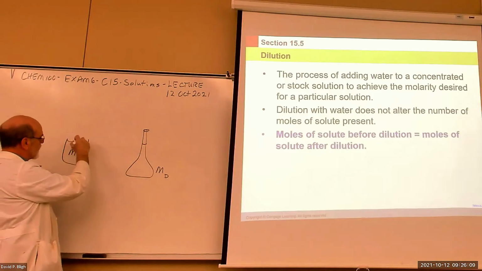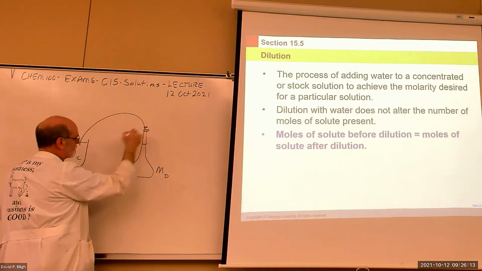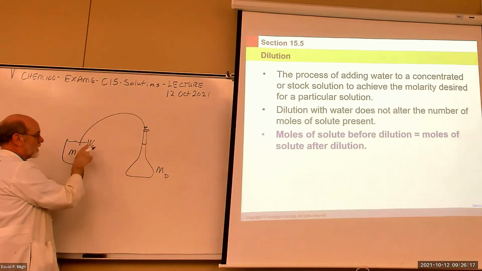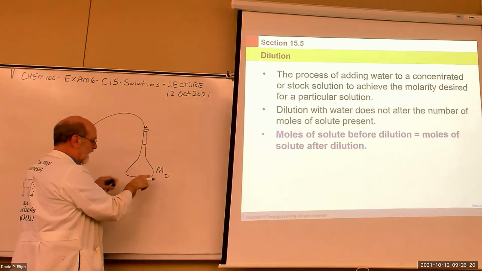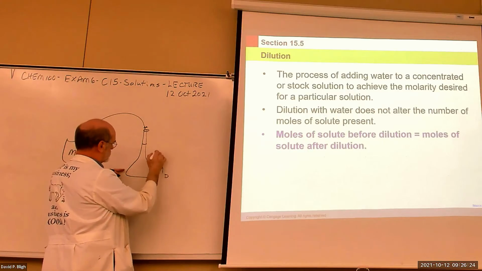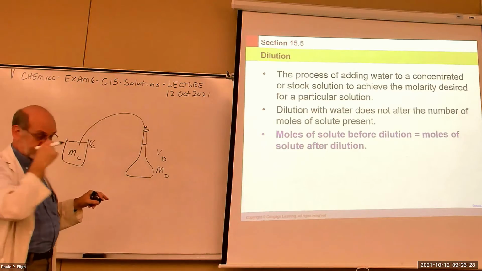So you're going to take a volume out of here. Right? You're going to take a certain volume of the concentrated one, put it in here, and now your new volume is the volume of the flask. Okay?